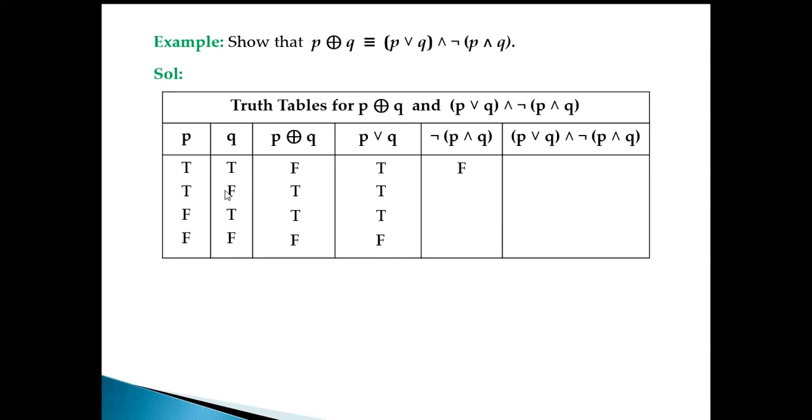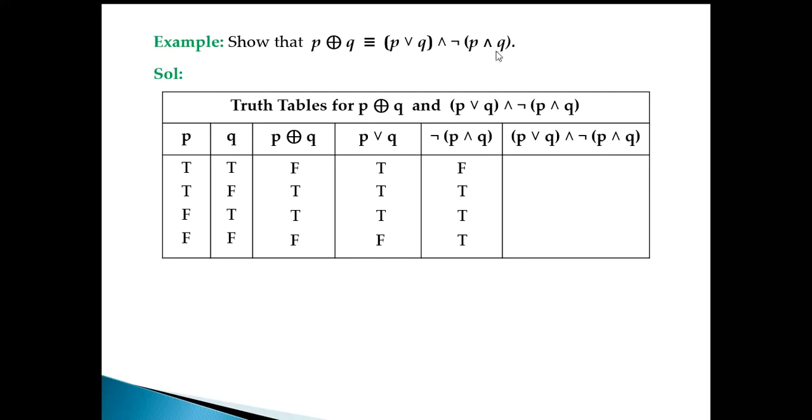Otherwise, in the and case, if we calculate P and Q, all its values are true. In the and case, this is all values false, but we have to take the negation, so these all will be the truth values. Clear?